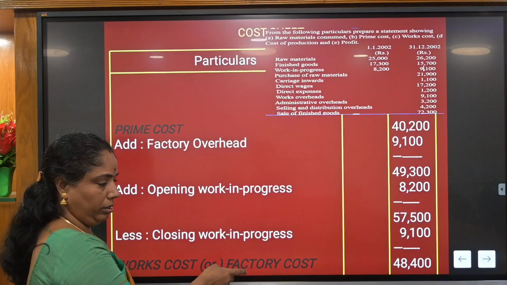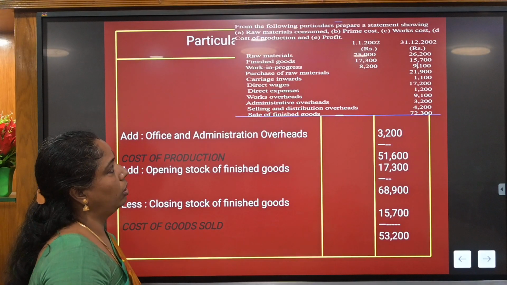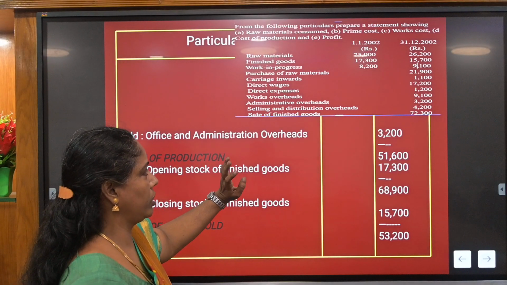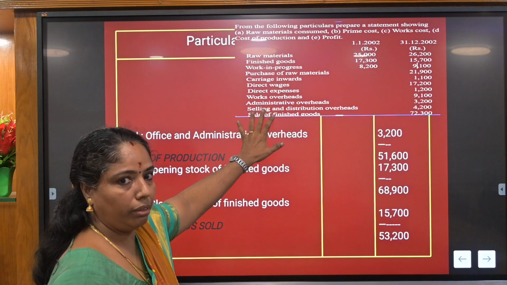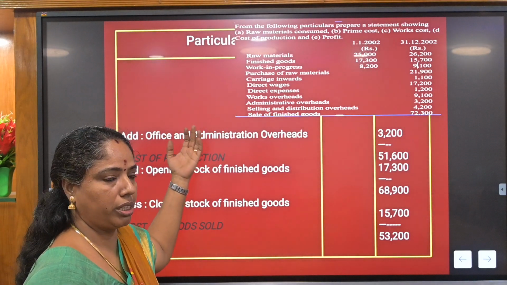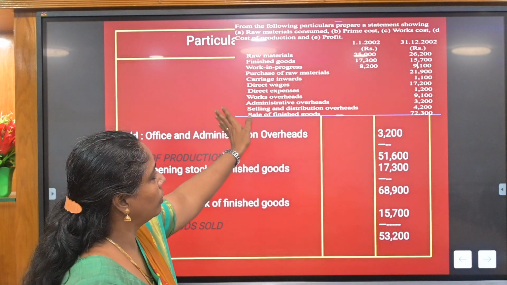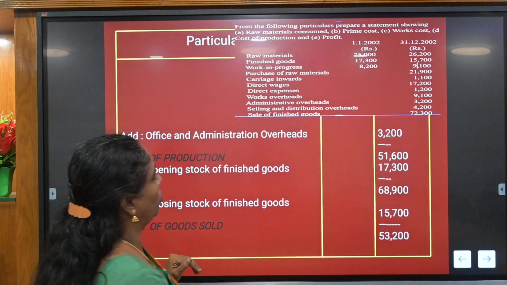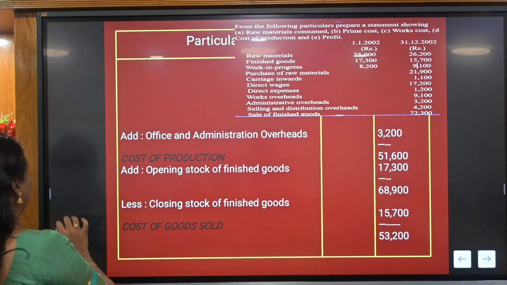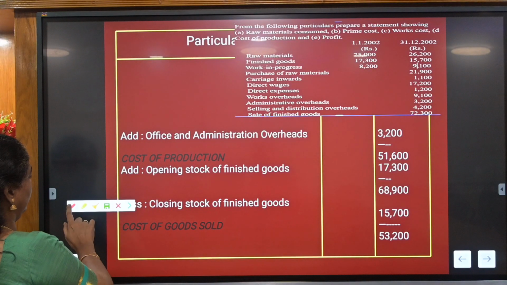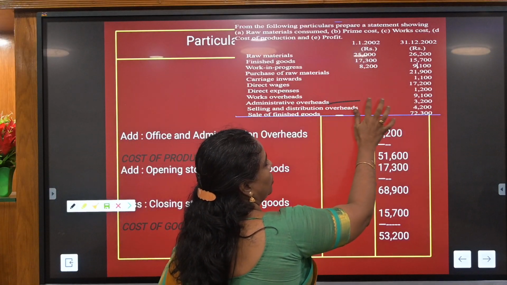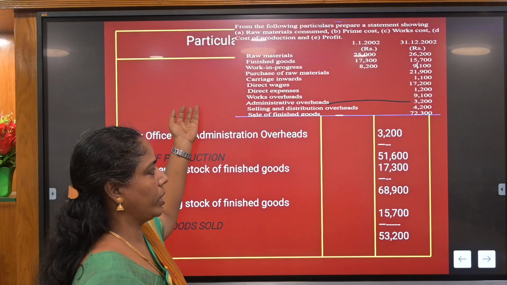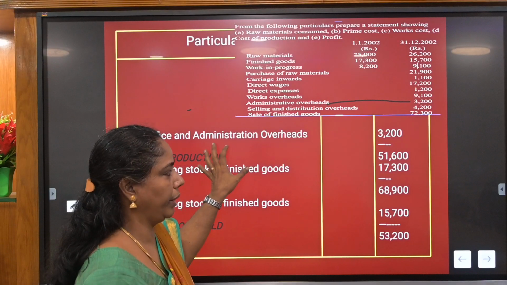Next, after factory, where do we have to go? Office and administration overheads. Here it is the same thing. No other information about office and administration expenses, so we are directly transferring the amount, which is 3,200. Office and administration is 3,200. After adding with works cost, we get cost of production.